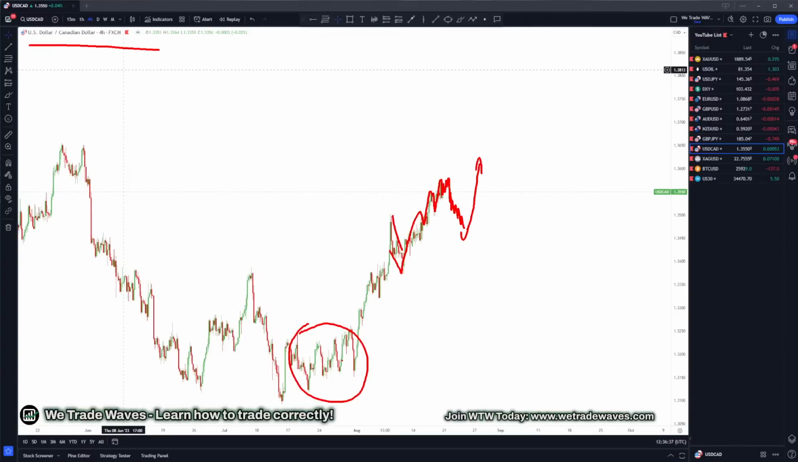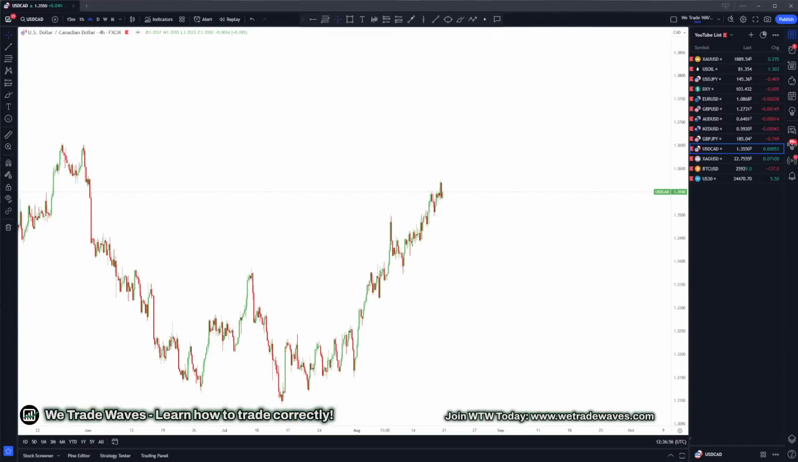Do you want to trade this? No problem, you go for it. Do you want to wait for this to finish to go for the next buy setup? It's up to you which pair to trade and which wave to trade, actually, for dollar CAD. Which wave to trade? The decision is yours. All right, guys, is that clear?